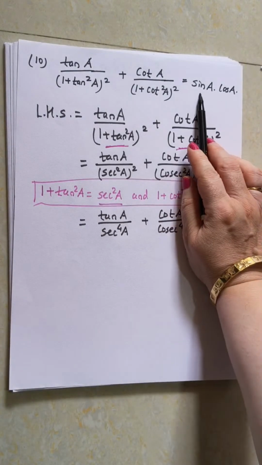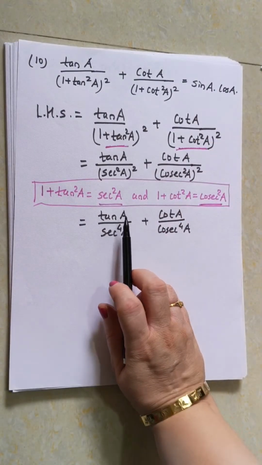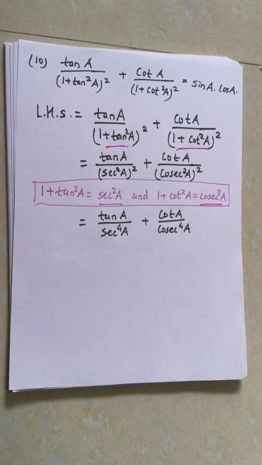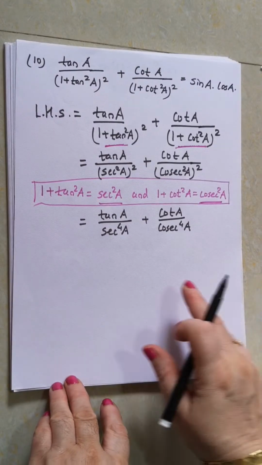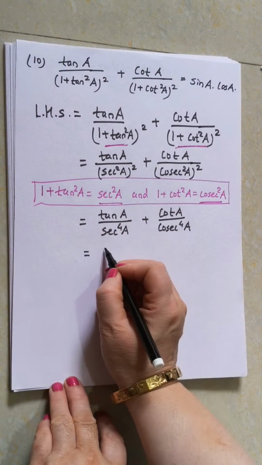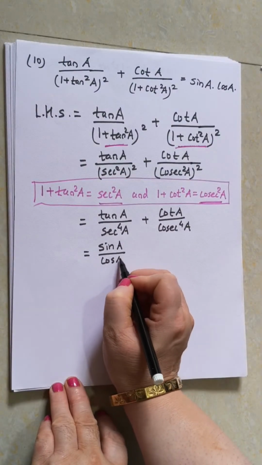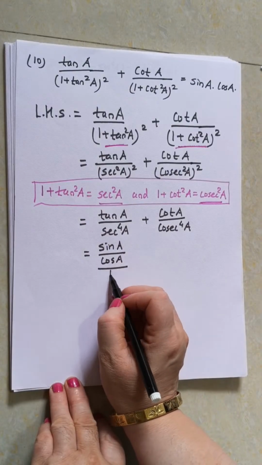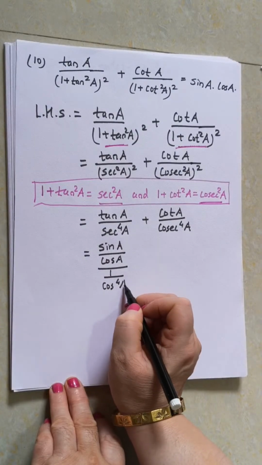But here the answer is there in sine and cos. So let us convert all these trigonometric ratios into sine and cos. तर आता आपण ह्या ट्रिग्नॉमेट्रिक रेशोजला साइन अँड कॉसमध्ये कन्वर्ट करत आहोत. सो टॅन ए म्हणजे काय? साइन ए अपॉन कॉस ए, आणि सेक म्हणजे 1 अपॉन कॉस. सो 1 अपॉन सेक 4A म्हणून 1 अपॉन कॉस 4A.